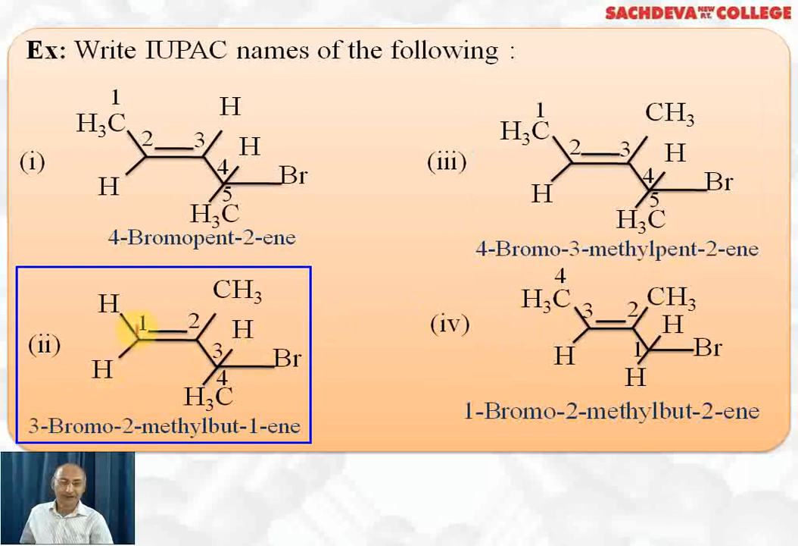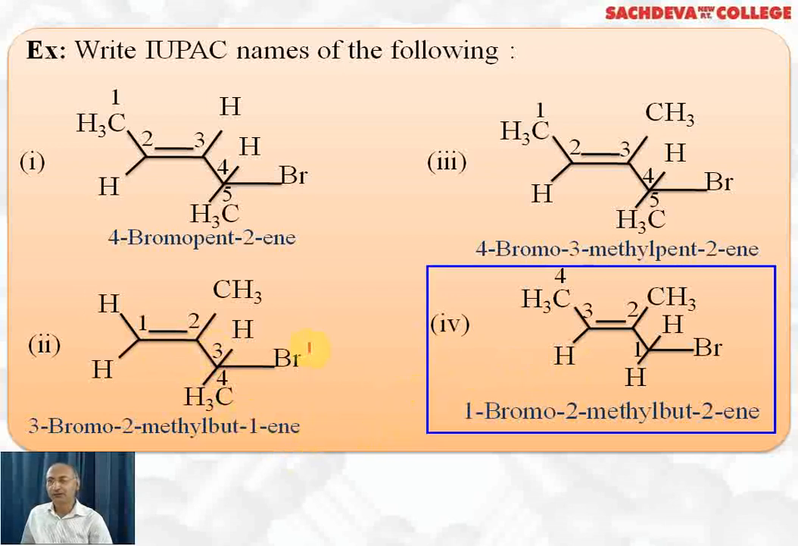In this compound, counting will start from this side because double bond has to be preferred over alkyl group. A double bond is preferred over halogens. So this is first carbon, second carbon, third carbon, fourth carbon. Third carbon is attached to bromo, so we call it 3-bromo. Second carbon is attached to a methyl group, so 2-methyl. Double bond is after the first carbon atom, so we call it but-1-ene.